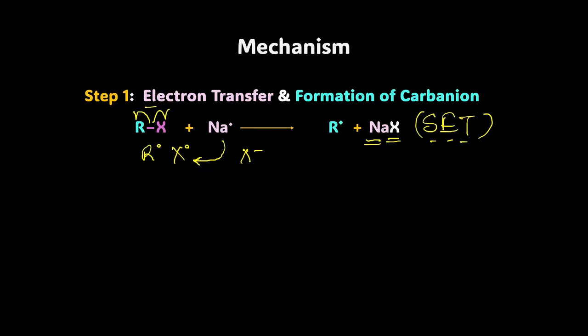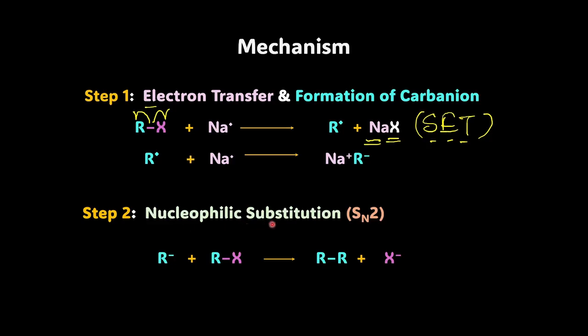Now, the next step involves another step in which there is single electron transfer. Look at this. You can see this sodium again is doing a single electron transfer to this alkyl free radical, leading to the generation of R minus, which is balanced out by this Na+ that is formed after the sodium atom has donated one electron. Okay, so what you have got now is Na+ R minus. So now that you have this carbanion, the next step is the nucleophilic substitution reaction.